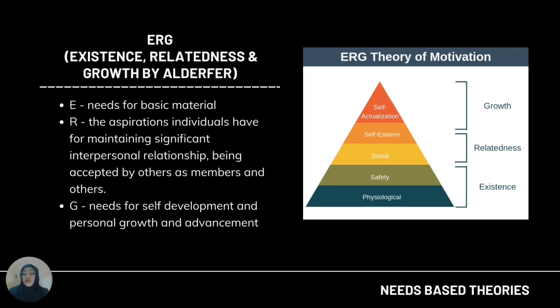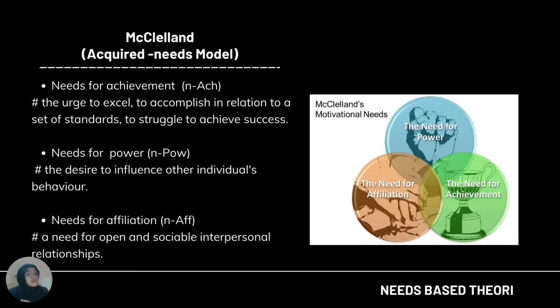Thus, an individual can work on higher order needs, growth needs, even if his lower needs, existence or relatedness needs, remain unsatisfied. The third need-based theory, McClelland's acquired needs model. This theory states human behavior is affected by three needs: need for achievement, need for power, and need for affiliation.